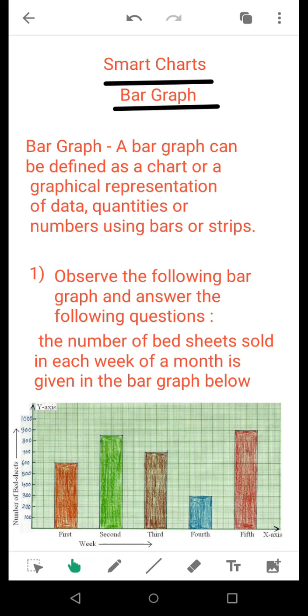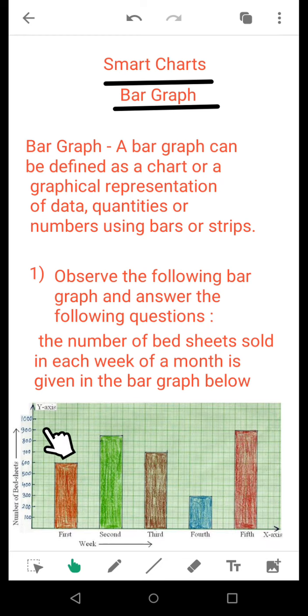Now, coming to question number 1. Observe the following bar graph and answer the following questions. This is a general instruction for any kind of bar graph or the pictograph that you have done. It has been told that the number of bed sheets sold in each week of a month is given in the bar graph below. We consider that these bars represent the number of bed sheets for a particular month in the 5 weeks of the month. In those 5 weeks, the number of bed sheets sold has been recorded.